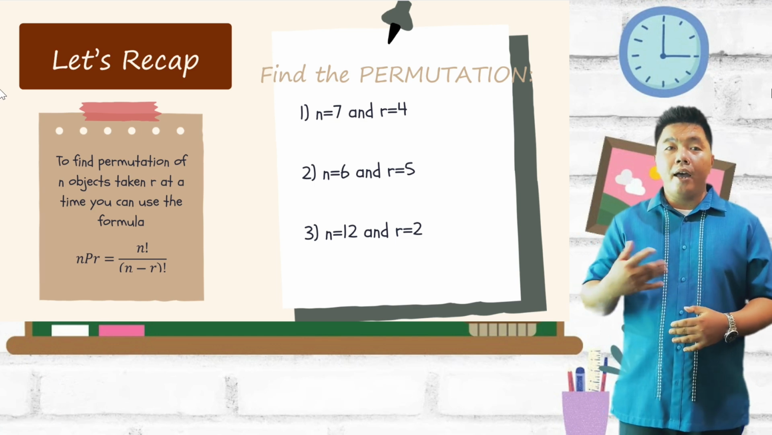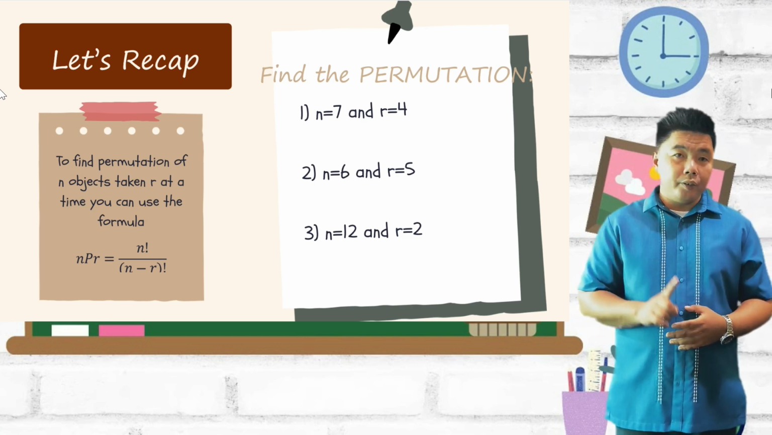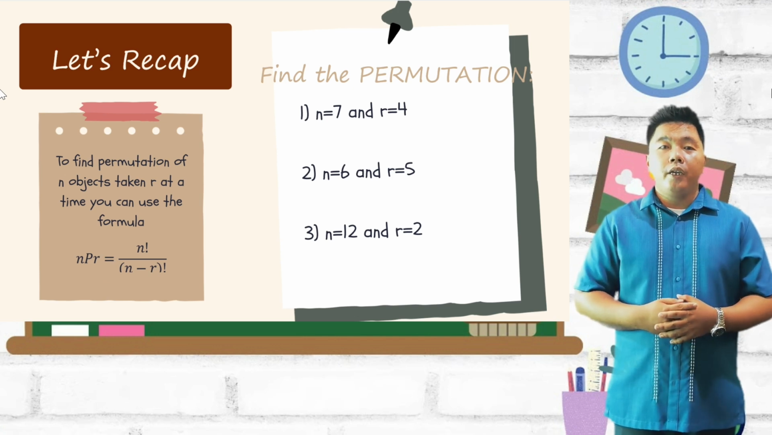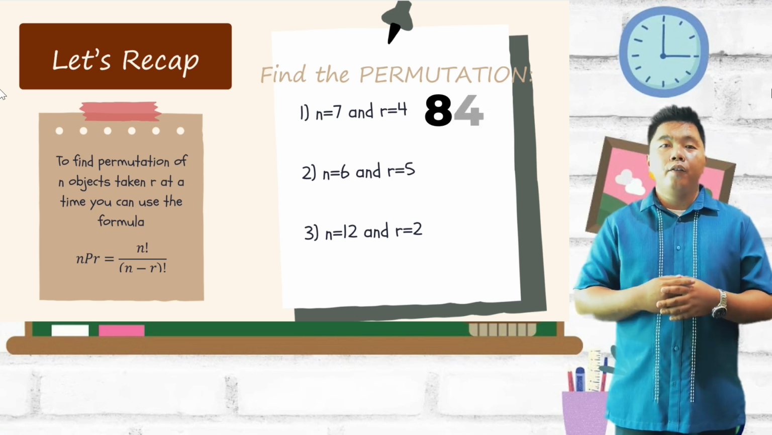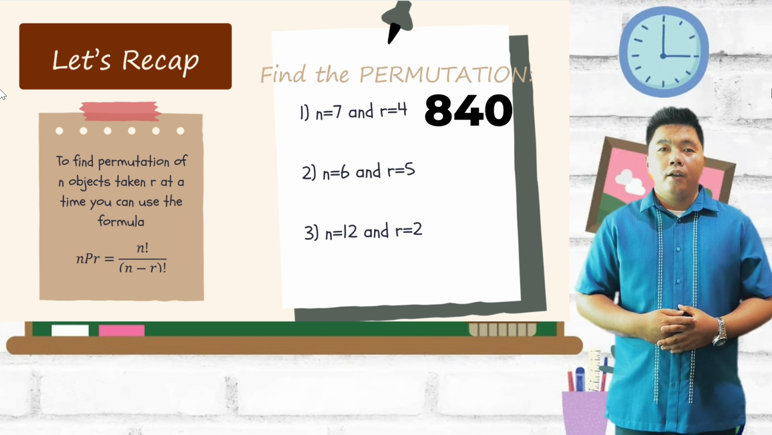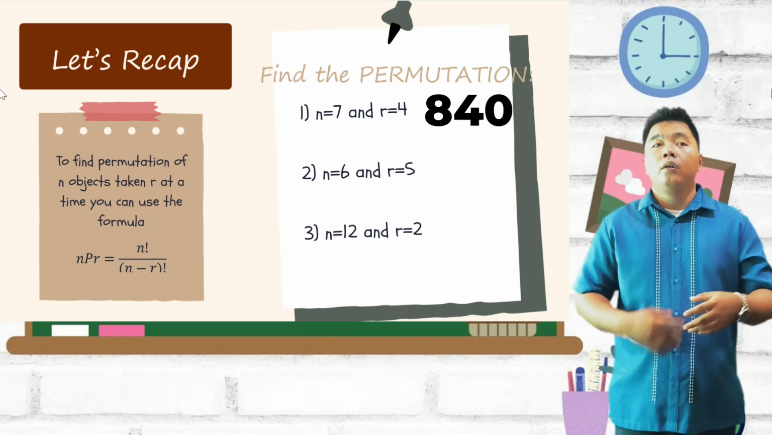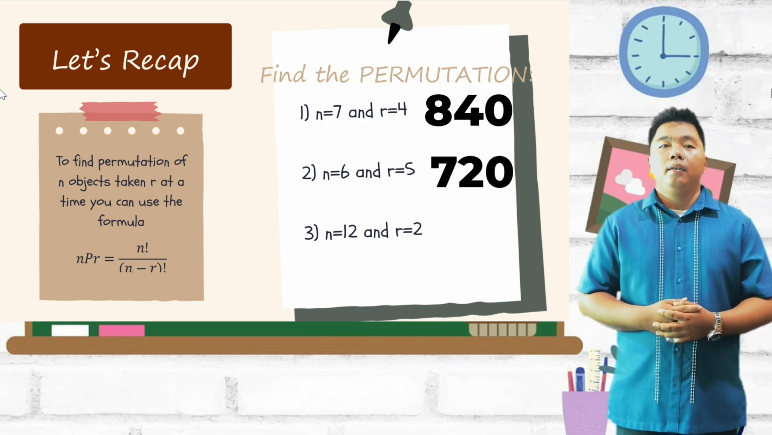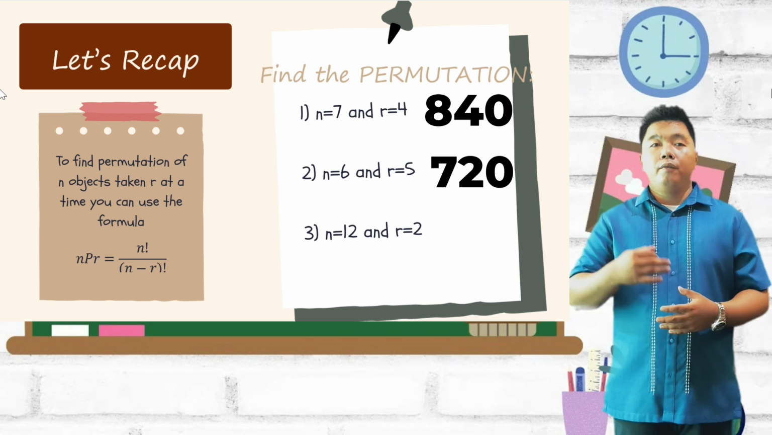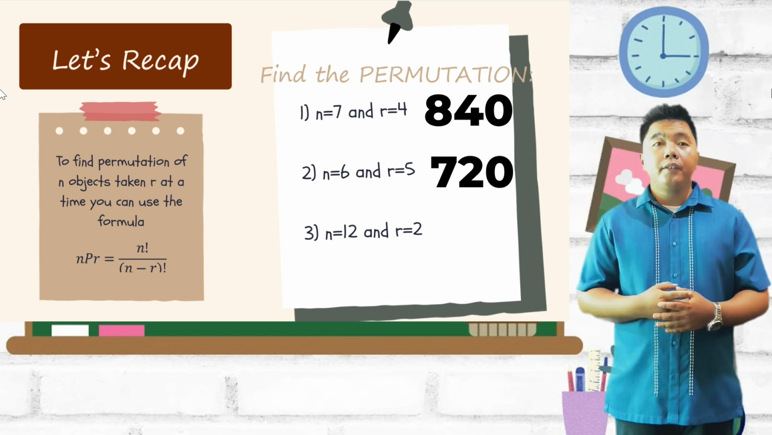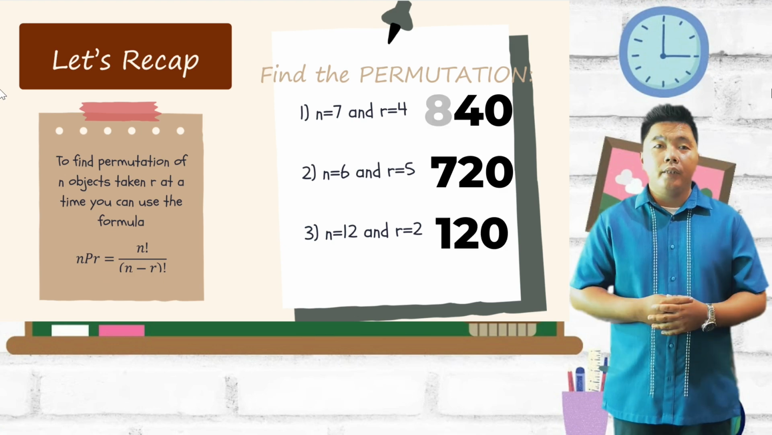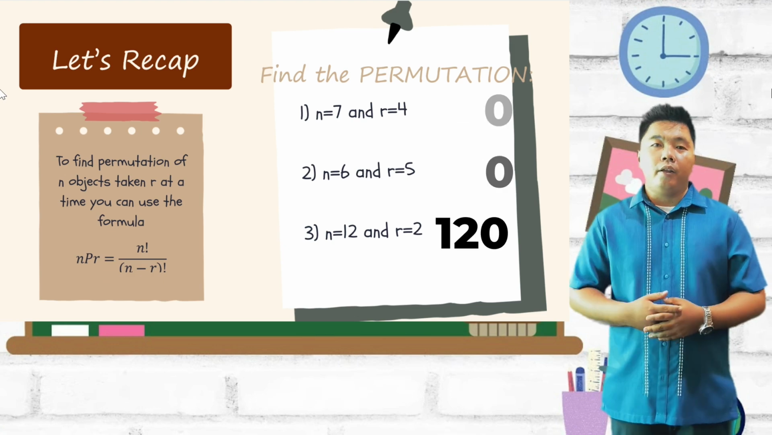Okay, learners, let's check if your answers are correct. For the first question, 7 permutation 4 should be equal to 840. For number 2, your answer must be 720 from 6 permutation 5. And for number 3, your answer from 12 permutation 2 must be 120 possible arrangements.